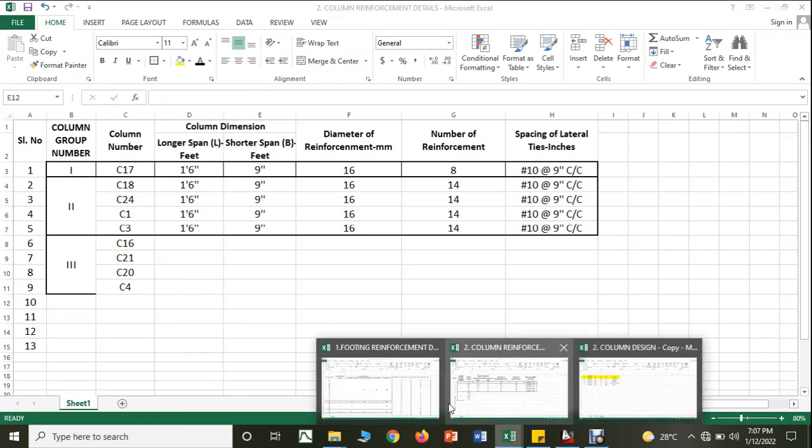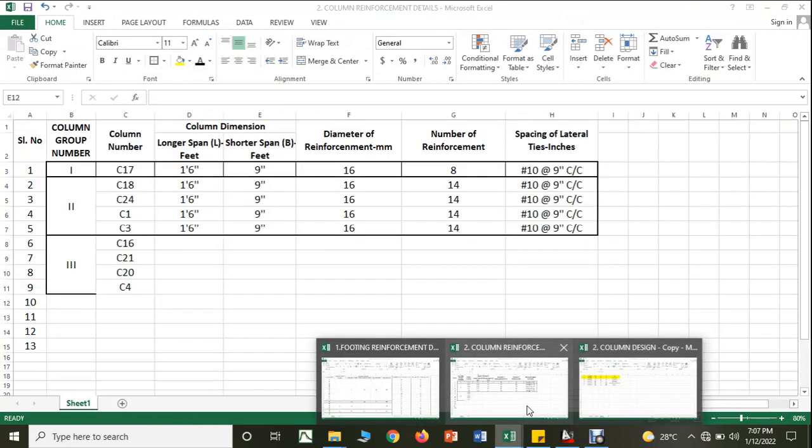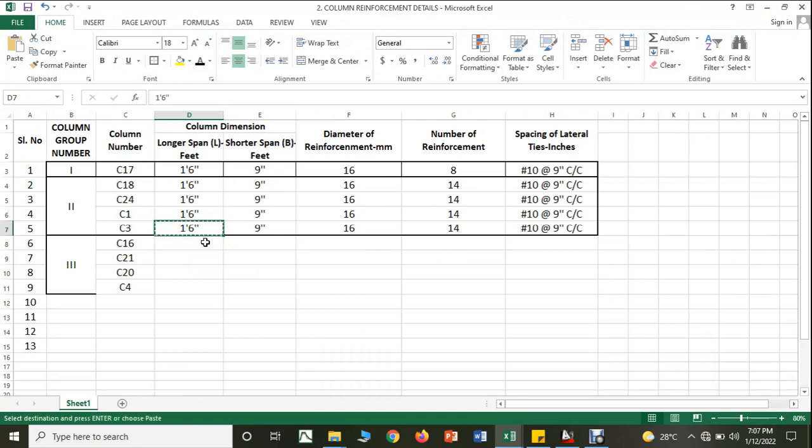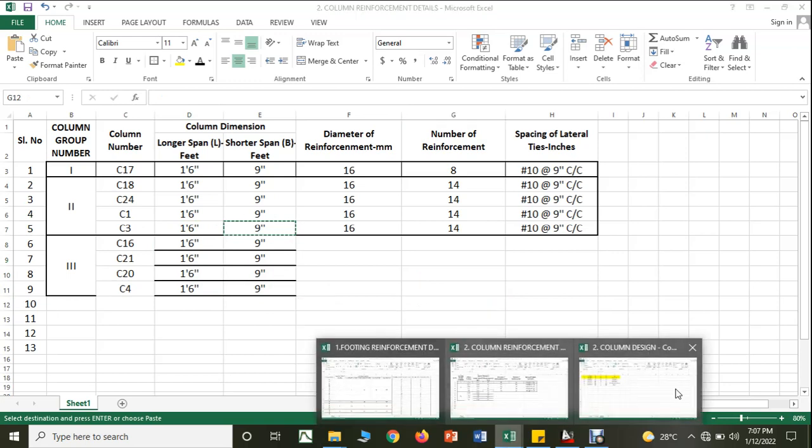Then what is the corresponding dimension? It is again 230 by 460, column only. That is, the longer dimension will be this one, the shorter dimension will be this one. And what about the diameter and number?